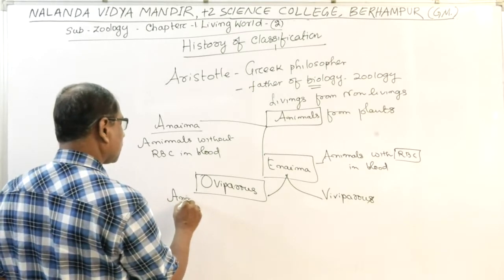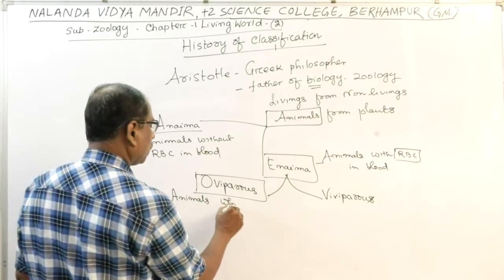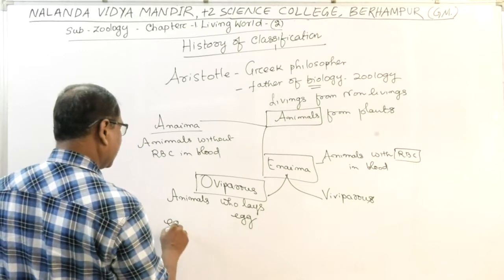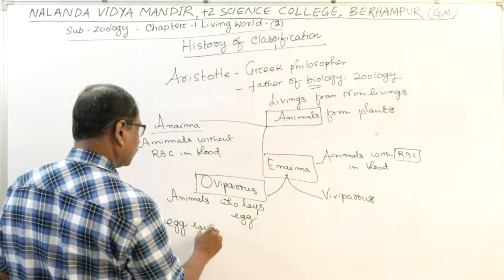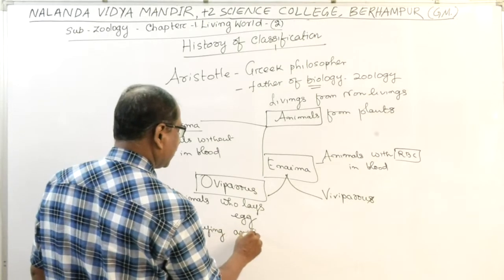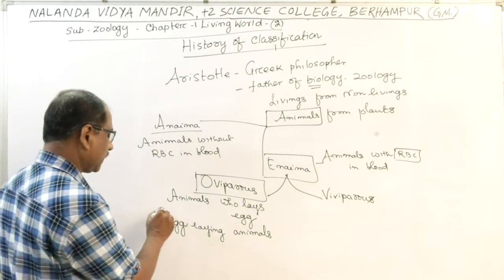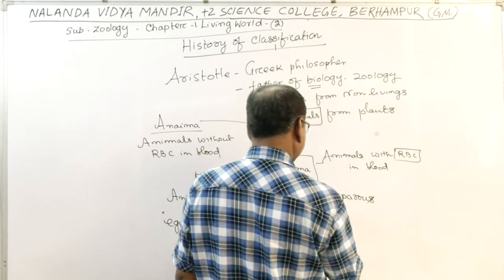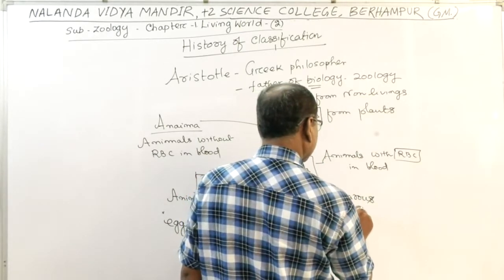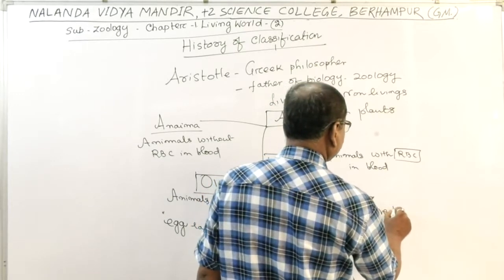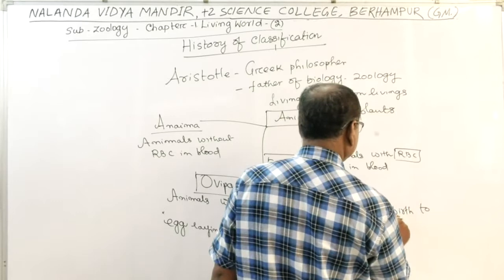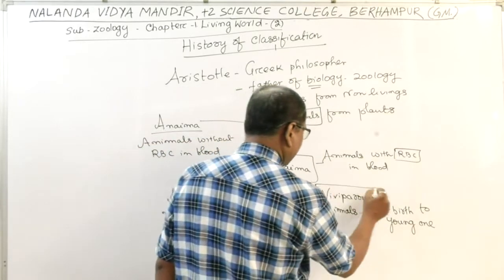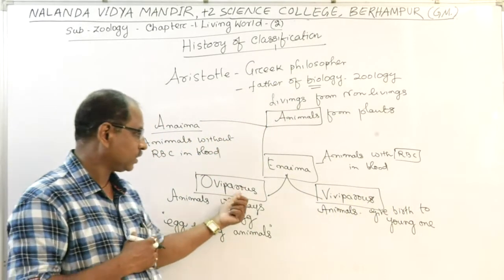What is oviparous? Animals who lay eggs, or egg-laying animals. They are considered as oviparous. What is viviparous? Animals who give birth to young ones. Inaima is further differentiated into two different groups.